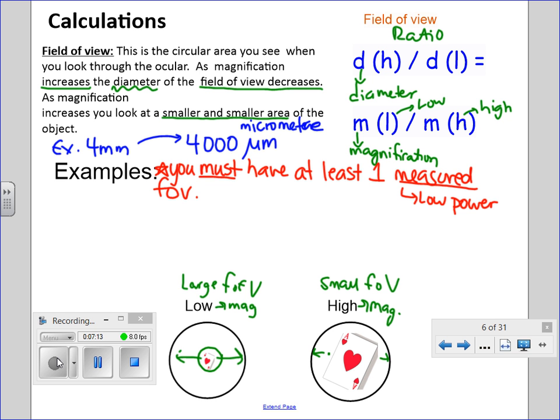The difference between a millimeter and a micrometer is 1,000 times. So if I gave you a measurement in millimeters and you wanted it to be in micrometers, you would have to multiply by 1,000. That also means if I gave you micrometers and I wanted millimeters, I would divide by 1,000. Switching between measurement units is something you will see fairly frequently when we're dealing with microscopes and measuring cells.